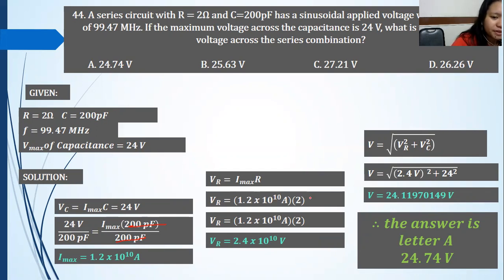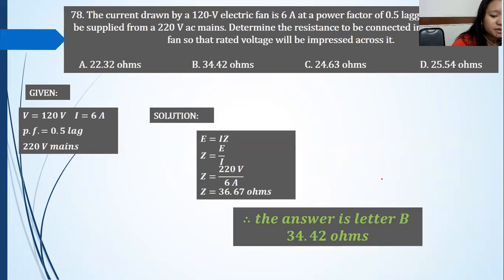So next, number 78. The current drawn by a 120 volt electric fan is 6 amperes at a power factor of 0.5 lagging. The fan is to be supplied from a 220 volts AC mains. Determine the resistance to be connected in series with the fan so that rated voltage will be impressed across it. Letter A, 22.32 ohms. Letter B, 34.42 ohms. Letter C, 24.63 ohms. And letter D is 25.54 ohms.